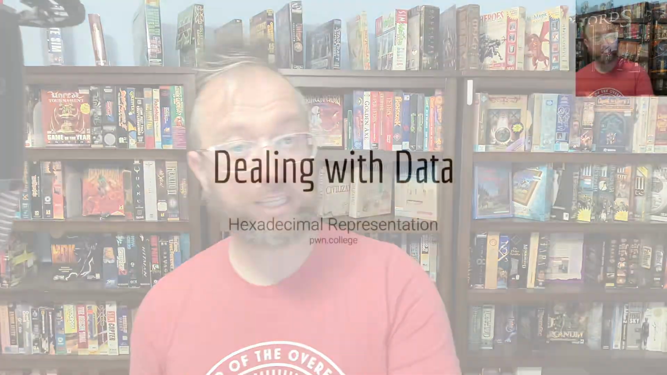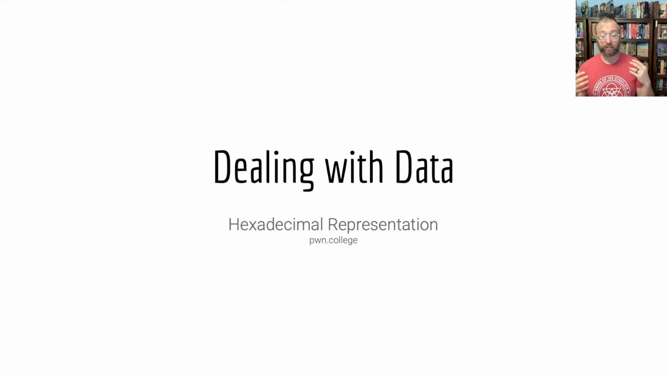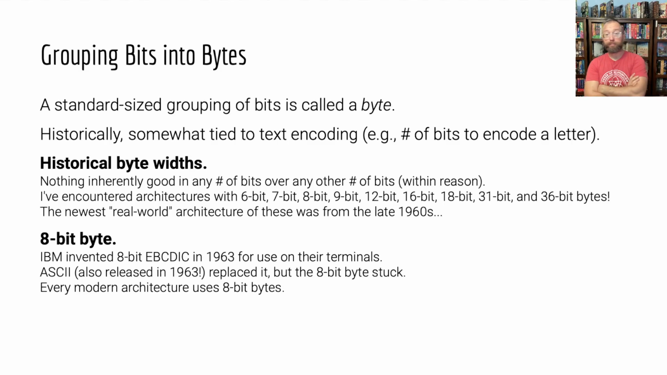I'm Jan, and today we're going to be talking about hexadecimal, typically base 16 representation of binary data. We talked about bits in the previous video, and of course, your computer doesn't think about bits individually. It very rarely thinks about bits individually. It thinks about bits in groups, typically groups of eight, which is called a byte.